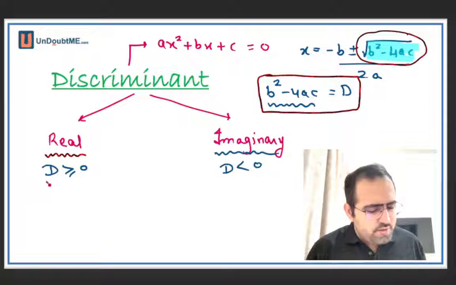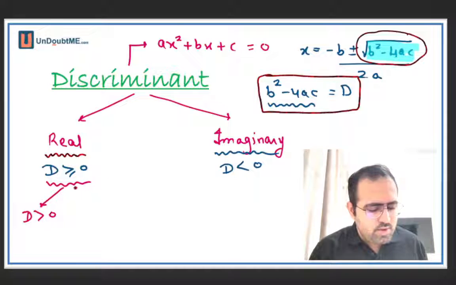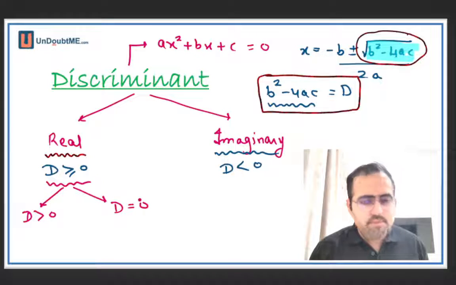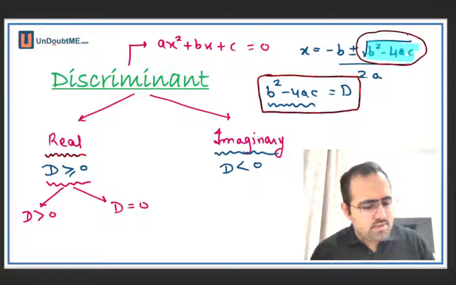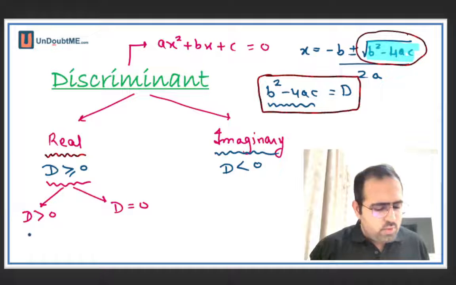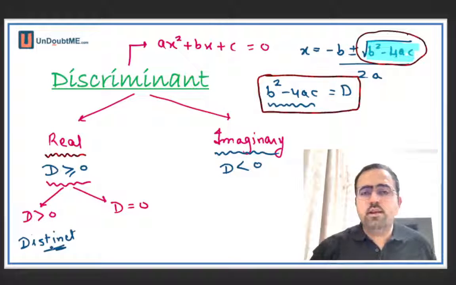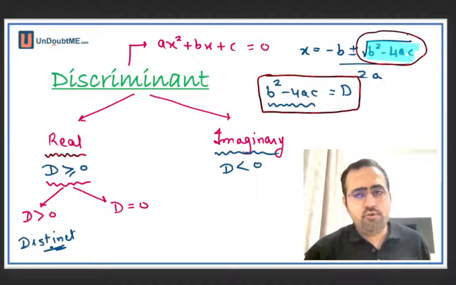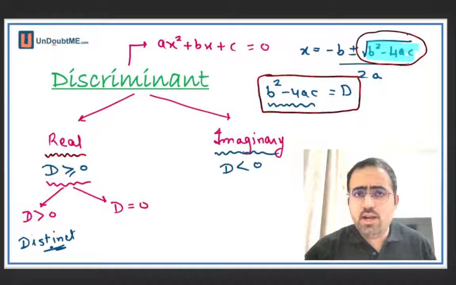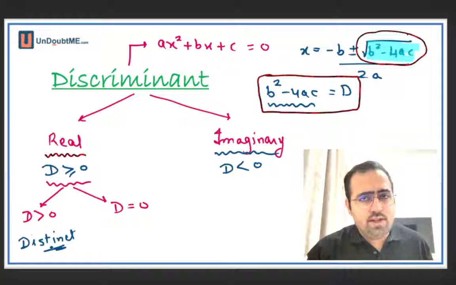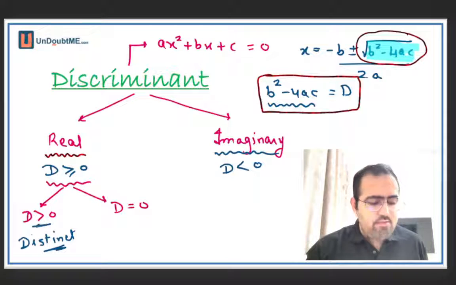Now this condition of d greater than or equal to 0 is further divided into d greater than 0 and d equal to 0. Based on these two conditions, if d is greater than 0, we can call the roots real and distinct. The meaning of distinct is that there will be two different values of x. You might have solved quadratic equations, and you must have experienced that there can be two different values of x. So this is the case for that.